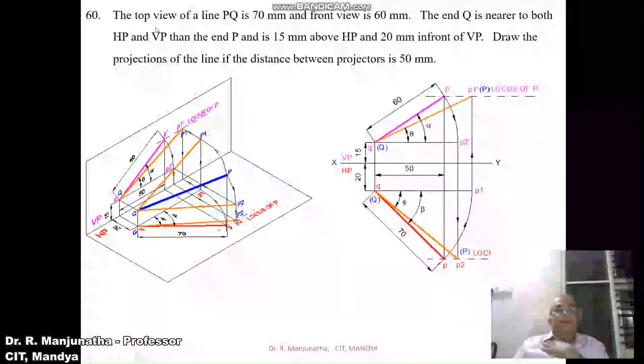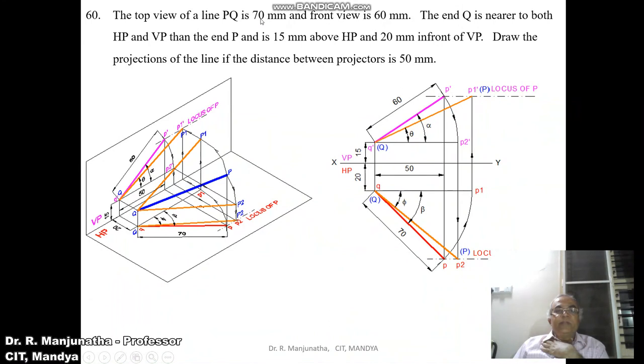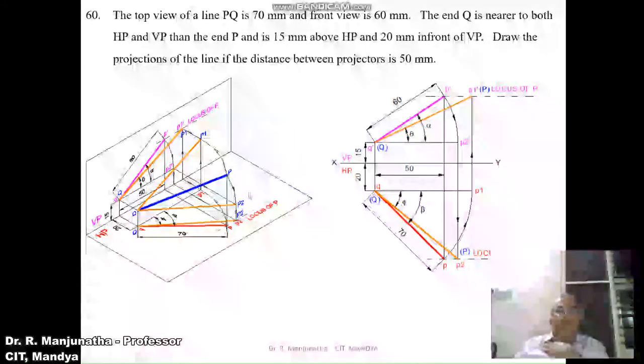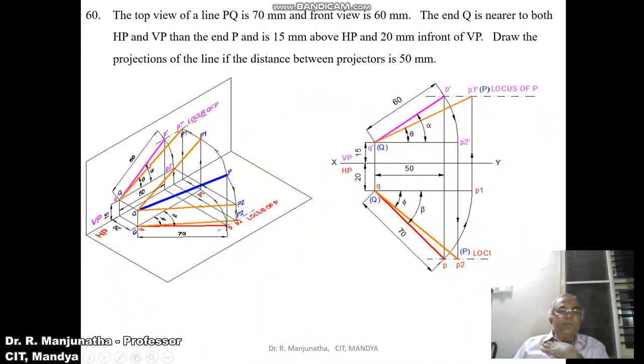Then, the top view of the line PQ is 70 mm. So from q, you cut an arc on this end projector to get 70 mm here, and similarly the front view 60 mm. You will get this. So you have P dash and you have p. When this is projected, you get this line, which is QP. This is the line which is in space.